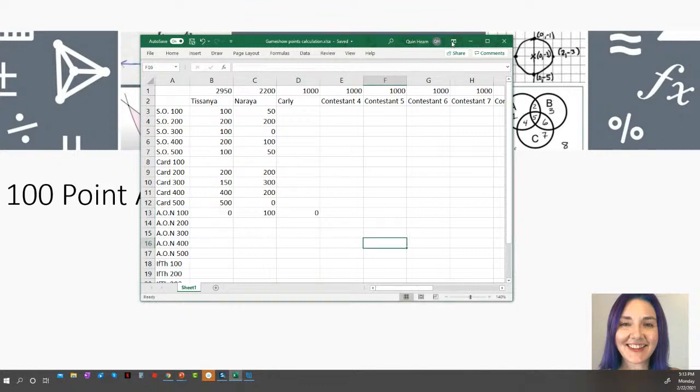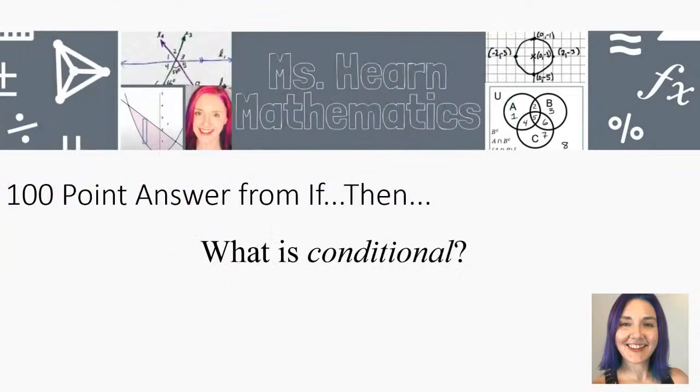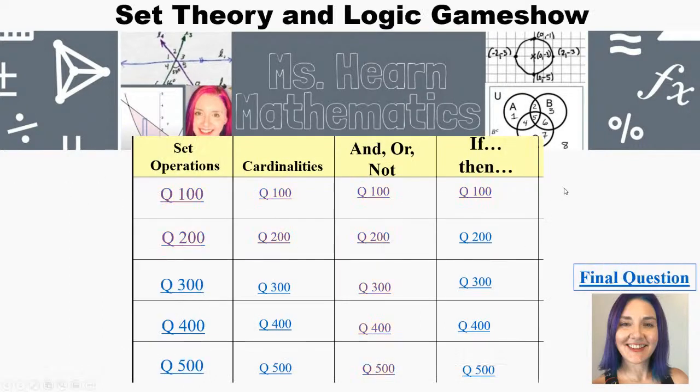All right, let's try another one. We still have a couple minutes. Let's see, we could do the next, this guy doesn't want to move. The next in the category of if-then, the $200 question. Let's go ahead and do that one.